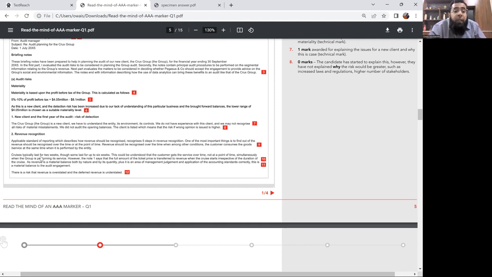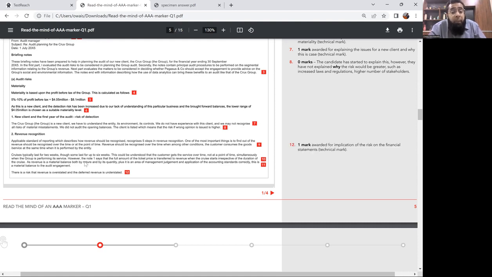Now, cruises typically last for 2 weeks, though some last up to 6 weeks. This could be understood that the consumer gets the service over time, not at a point in time, simultaneously when the group is performing the service. However, note 1 says that the full amount of the ticket price is transferred to revenue when the cruise starts, irrespective of the duration of the cruise.